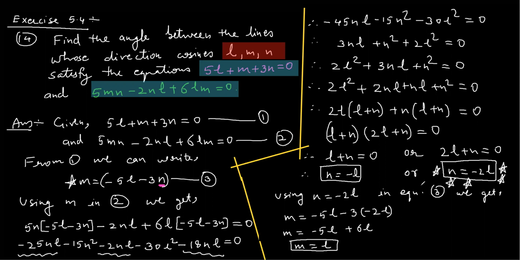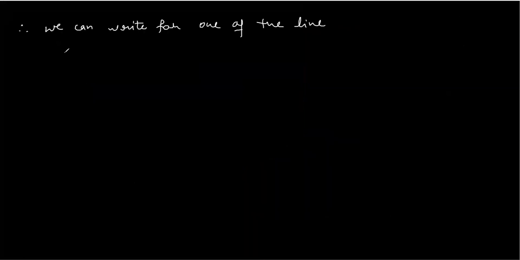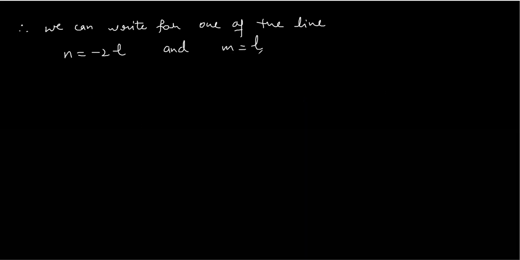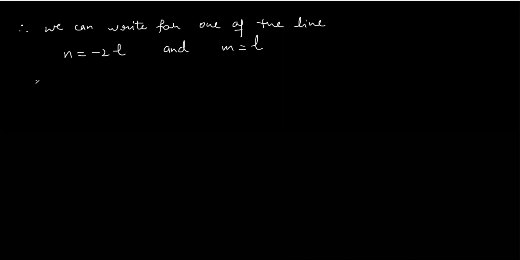So I got N equals to minus 2L and M equals to L. So I write here, therefore we can write for one of the lines, see what you have. You have N equals to minus 2L and M equals to L, right?